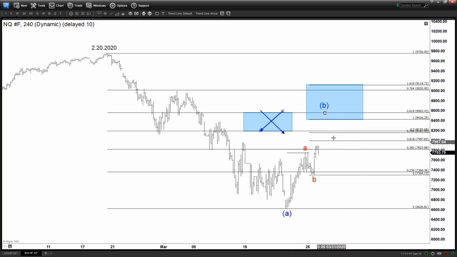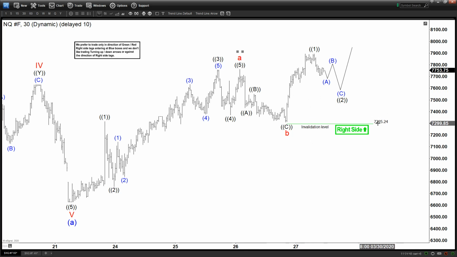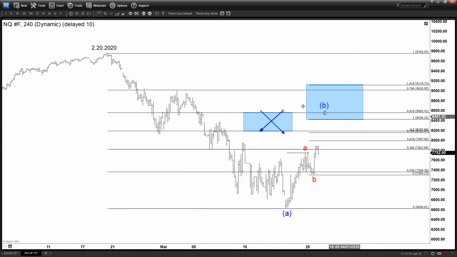But for now though, I think in the shorter cycle, as long as we can stay above 72.95 here, then we have a chance to see extension higher within the C leg. And the potential target again is going to be 84.26, but also be careful at the 50%, which is around 8,190. Okay, that's approximately the area.